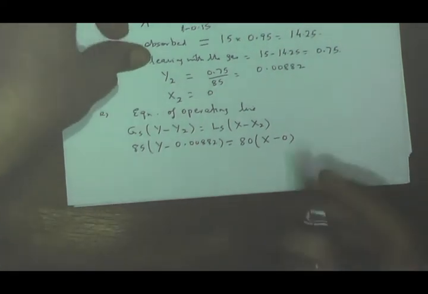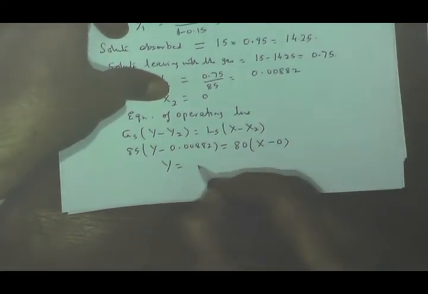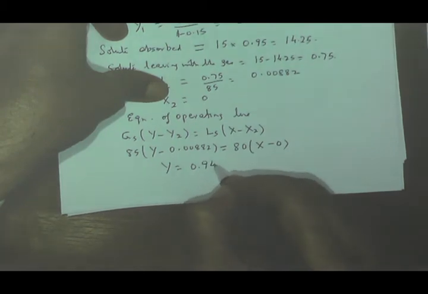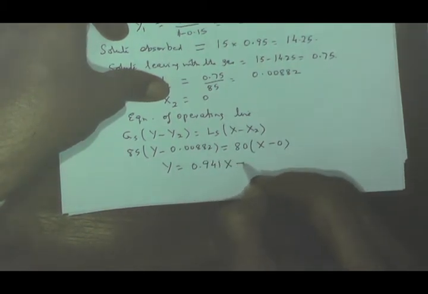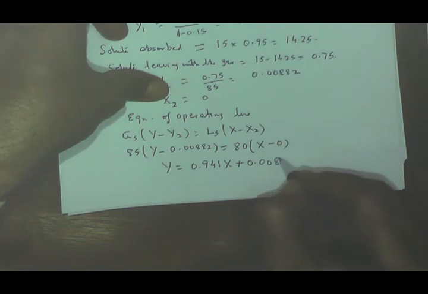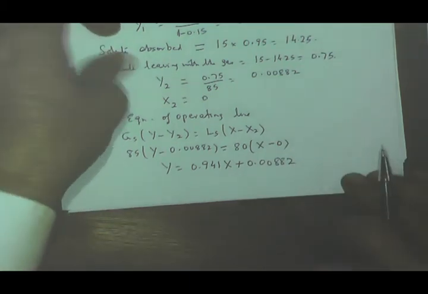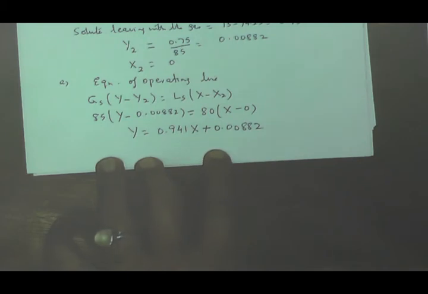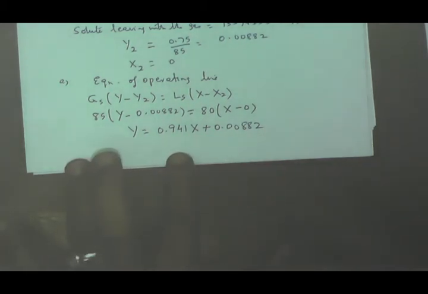So you convert it into the form of y is equal to mx plus c, and this comes out to be capital Y is equal to 0.941 X plus 0.00882. So as you can see, on a Y versus X plot, this would be a straight line with a slope of 0.941. Now, the second part is to do it in terms of mole fraction unit. So, how would you do that?